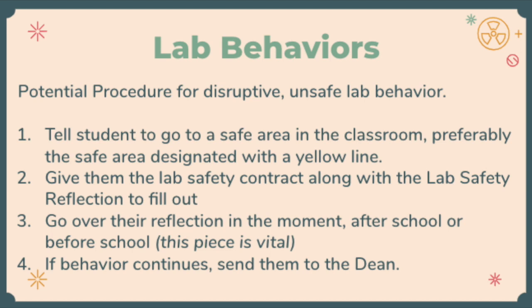Below is a potential procedure for disruptive, unsafe lab behavior. First, tell the student to go to the safe area in the classroom, preferably the safe area designated with a yellow line. Give them the lab safety contract along with the lab safety reflection to fill out. Go over their reflection in the moment, after school, or before school. This piece is vital, but you do not have to do it in the moment. If behavior continues, I would send them to the dean.